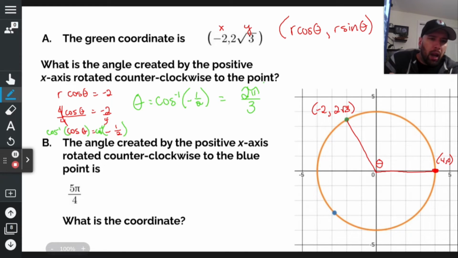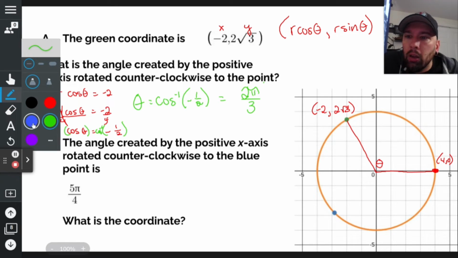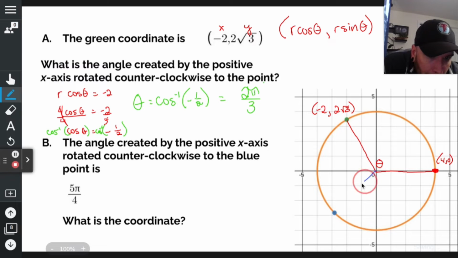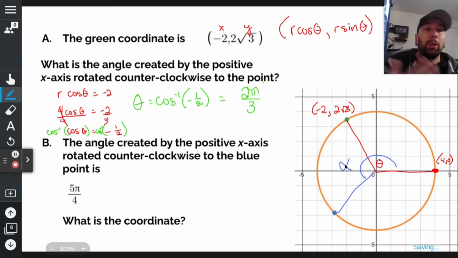Now, the blue guy, because we haven't done that yet, is the angle created by the positive x-axis rotated counterclockwise to the blue point, which is 5 pi over 4. What is the coordinate? So now we're dealing with this guy. From here to here, we'll call this alpha.